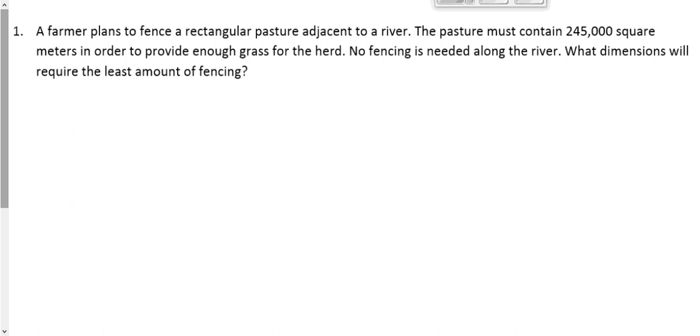So this says a farmer plans to fence a rectangular pasture, so rectangle, that's important, adjacent to a river. The pasture must contain 245,000 square meters in order to provide enough grass for the herd. No fence is needed along the river. What dimensions? So we need the dimensions, not just the perimeter or area, that require the least amount of fencing. So least, we're either minimizing or maximizing. In this case, we're minimizing because least means smaller.